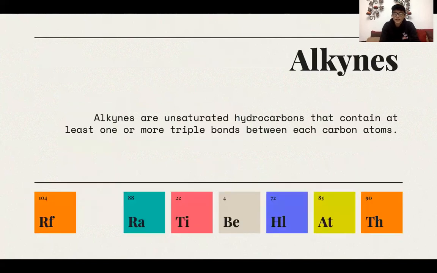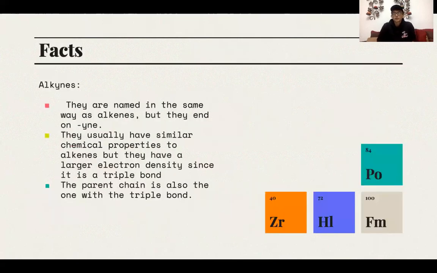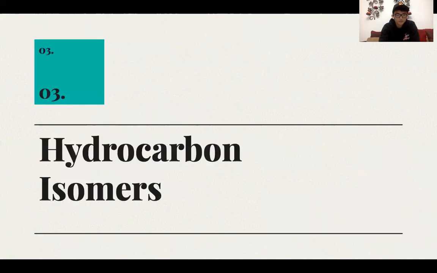Now passing on with alkynes. Alkynes are unsaturated hydrocarbons that contain at least one or more triple bonds between carbon atoms. Some facts about alkynes are that they are named the same way as alkanes and alkenes, but they end in y-n-e. They usually have similar chemical properties to alkenes, but they have a larger electron density since they have a triple bond, and the parent chain is also the one with the triple bond.